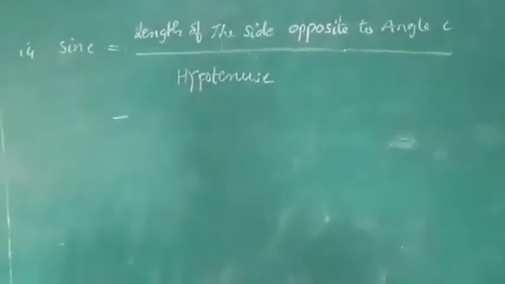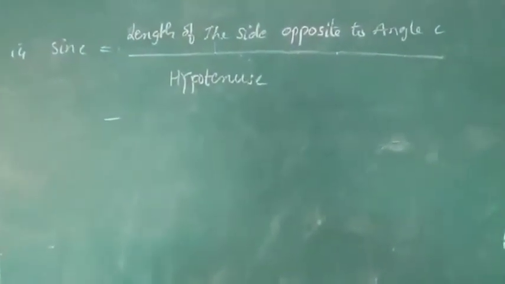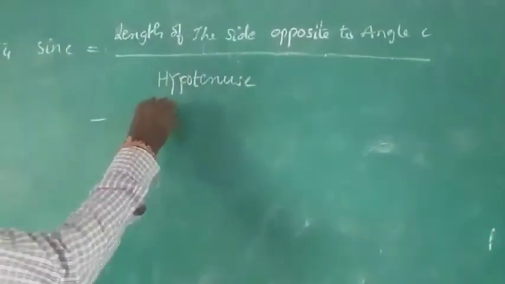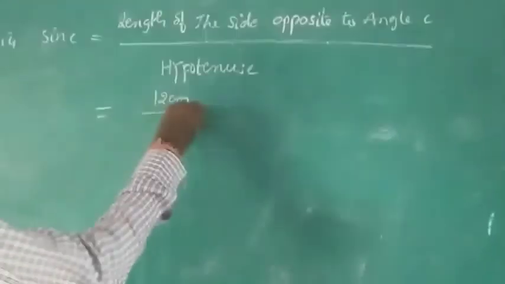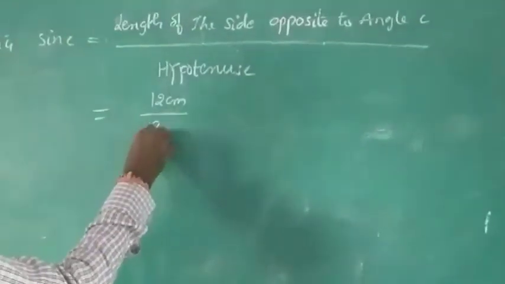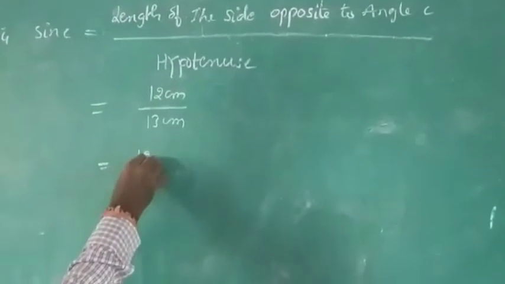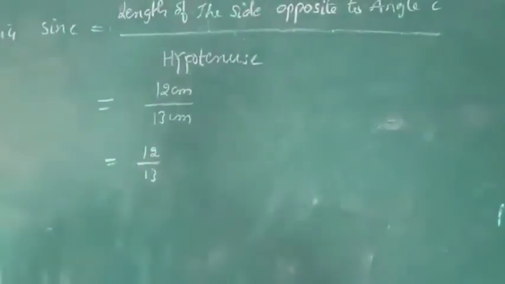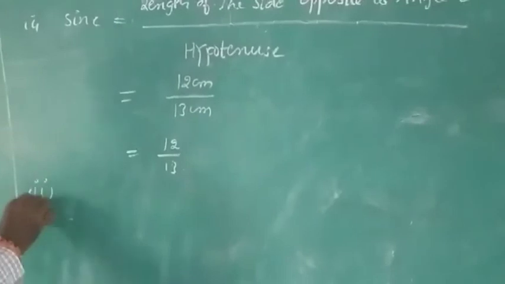What is the length of the side opposite to angle C? It is 12 centimeters, and the hypotenuse is 13 centimeters. So it is 12 by 13. Then what about the second one?